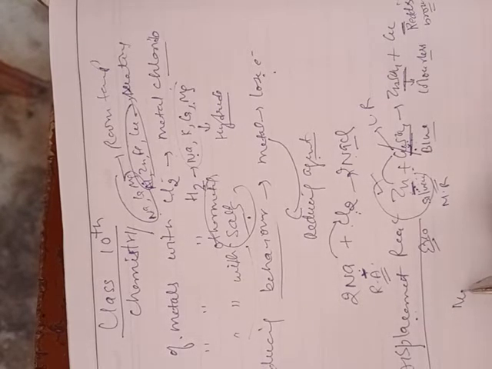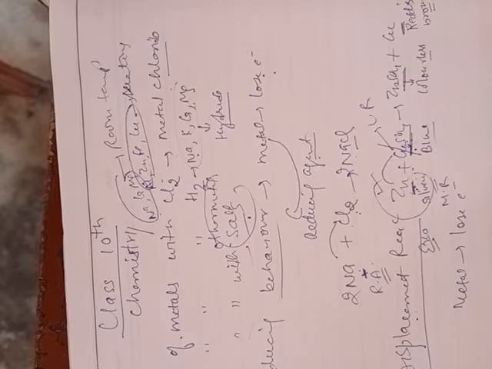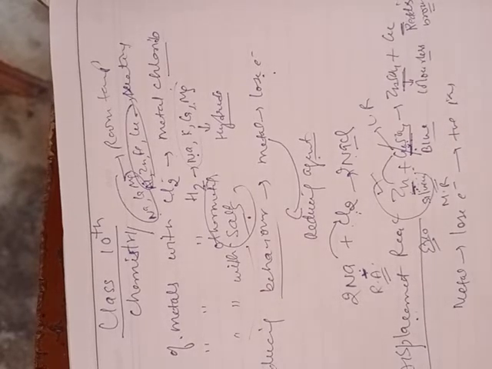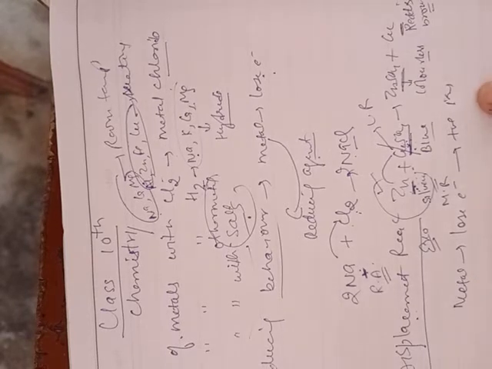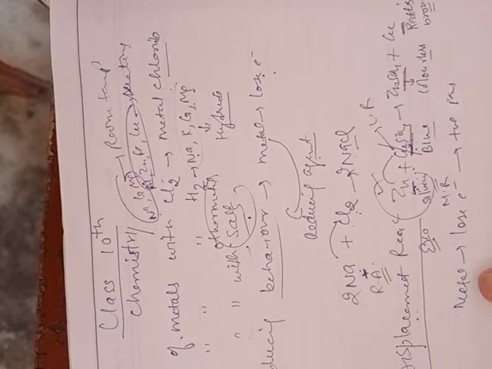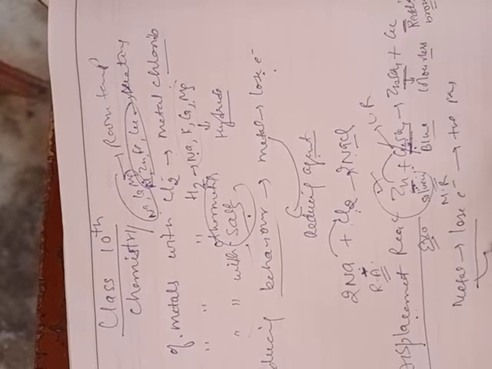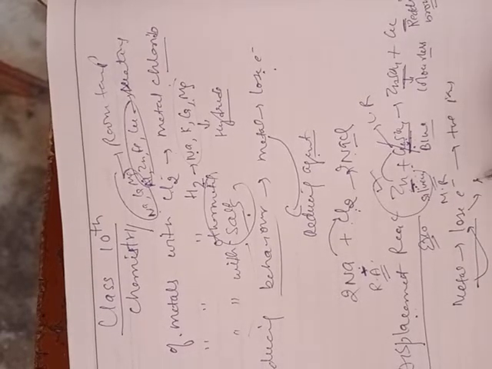The metals are the elements which lose electrons and form the respective positive ions. Clear? Metals are the elements which lose electrons and form the positive ions or the cations. The more easily a metal can lose electrons, the more reactive it is. Clear? The more easily a metal loses electrons, greater will be its reactivity.